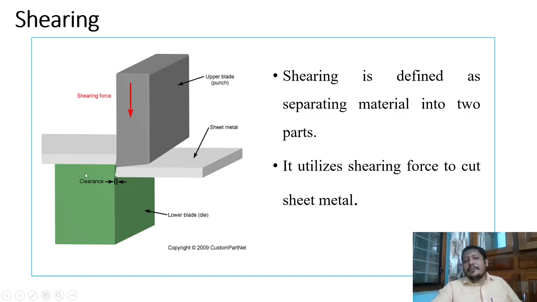I'll put it in the coming slides, not in this lecture video. I'll put it in some other class slides. Okay, so you can see with the help of the shearing force, the sheet is cut into two parts. So that is called shearing or cutting operation. Shearing and cutting remain the same operation.